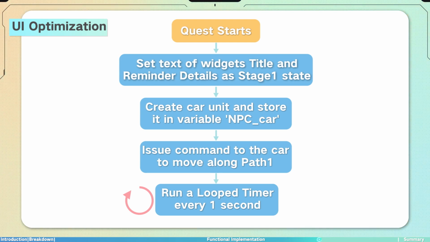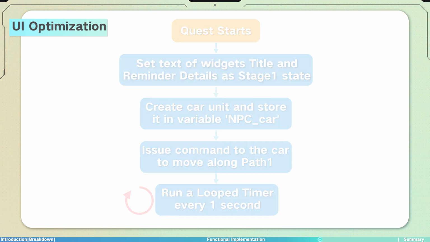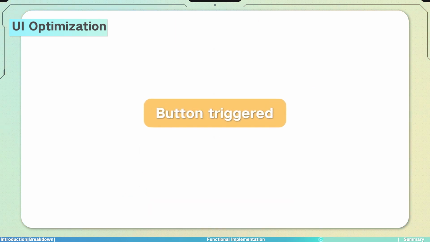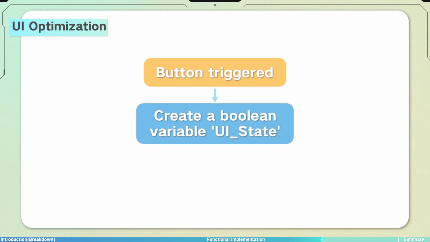Last, we need to set the switch button of the UI. When the button is triggered, we need to check the status of the quest reminder UI. We can create a Boolean variable UI state to store the status of the UI. True means the UI is visible. False means it is hidden.